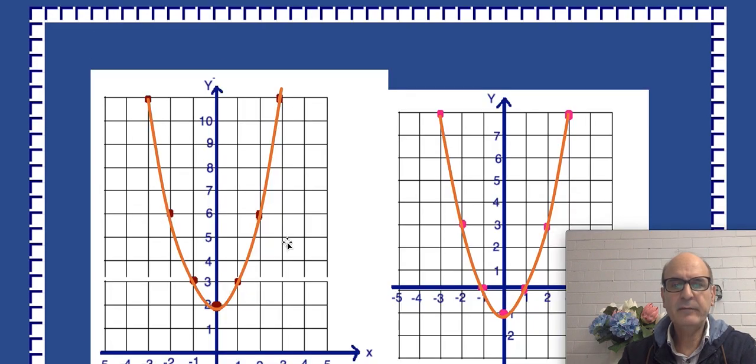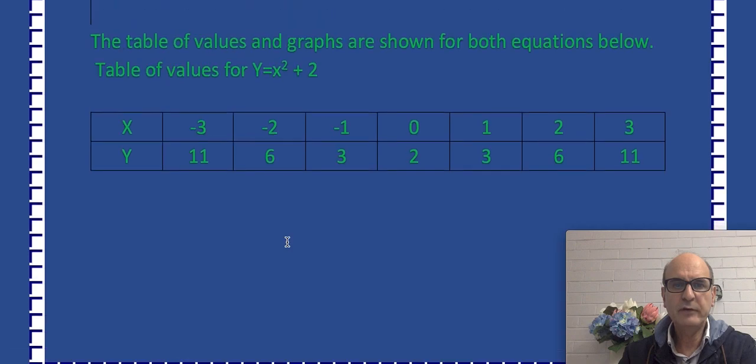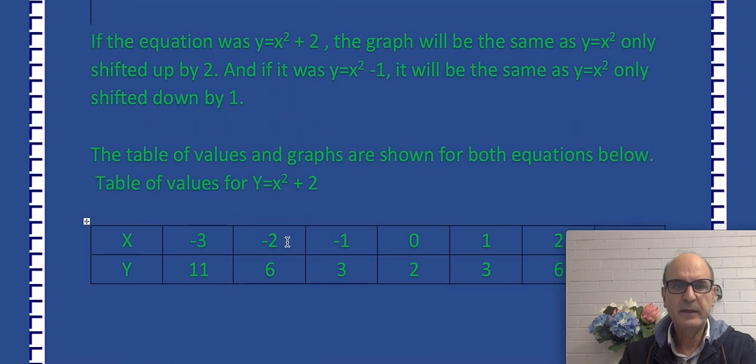Now let's make a bit more changes to our equation to see what happens. Say rather than having y equal to x squared, now you have y equal to x squared plus 2. Again, you choose your x values, starting from minus 3 going up by 1, and you use this rule to find your y values. So x is minus 3, you put minus 3 squared. Minus 3 squared is 9, plus 2 makes it 11. So x minus 3, y is 11.